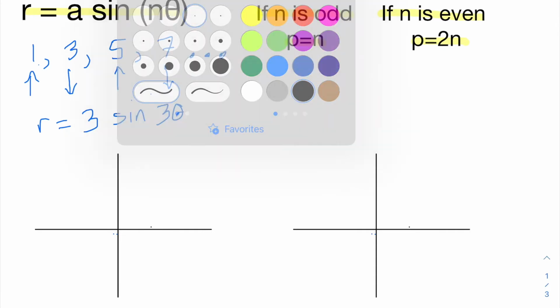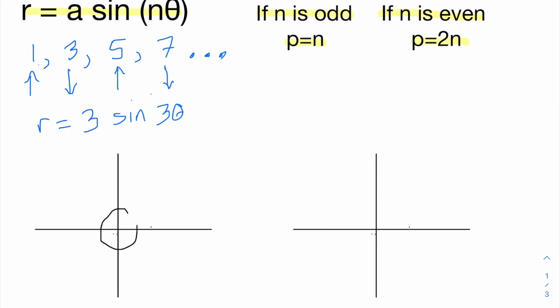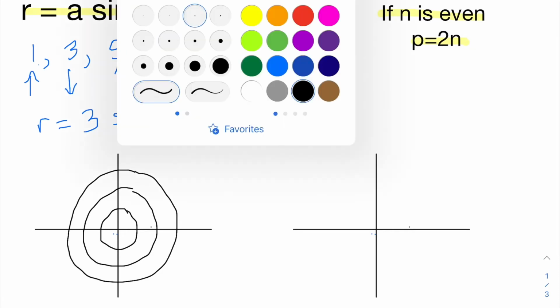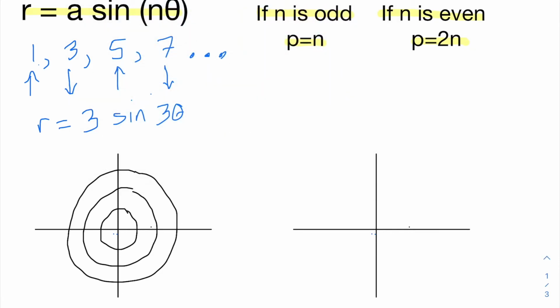Here we can draw in our circles as a guide. And let's take a look at which way that first petal is going to be directed. It's going to be along the y-axis, and because n is 3, our first petal is going to be in the downward direction, and that's going to be present there. Now we'll take a look at our other petals.